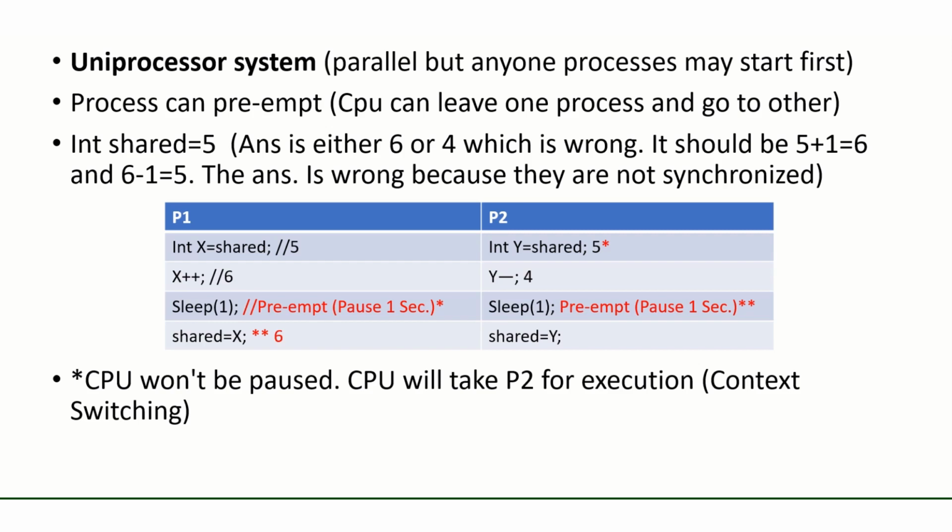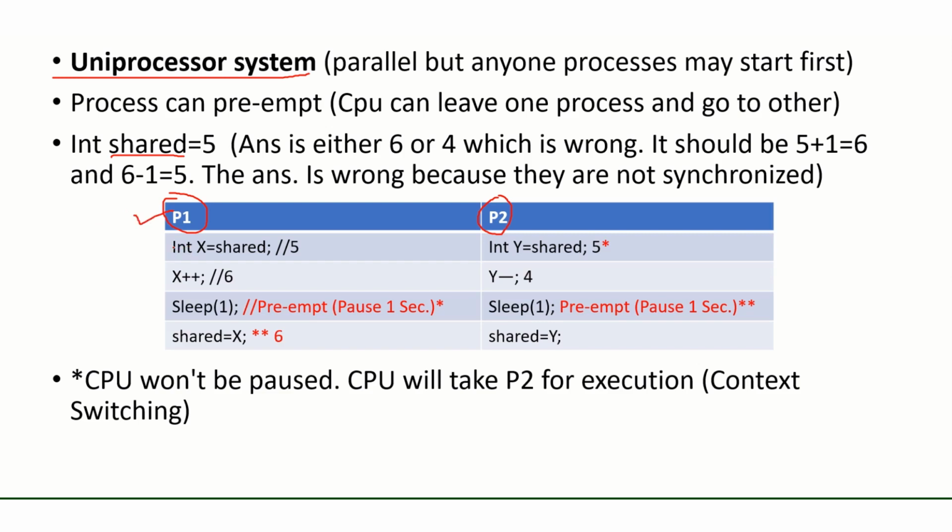We will see one more example to understand the concept of synchronization. For a uniprocessor system, there are two cooperative processes. So we are taking one uniprocessor system. In that, there are two cooperative processes P1 and P2, sharing one common variable named shared. The execution is parallel here, but any one process may start first. So we'll assume that P1 starts executing first.